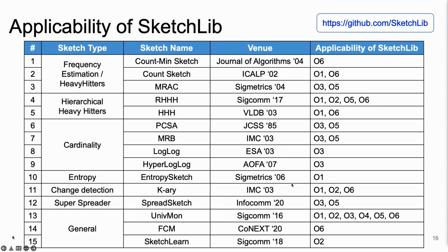This shows the generality of SketchLib. We have 15 popular sketches from different venues. In the last column, you can see that we can apply many optimizations to the 15 sketches. So overall, SketchLib can benefit a broad range of 15 sketches. Also, in our open source repo, we have a full implementation of all 15 sketches.